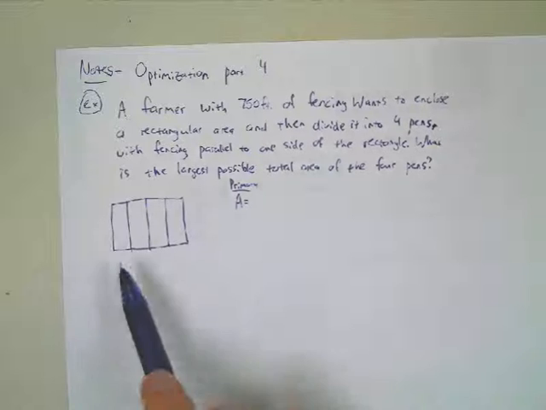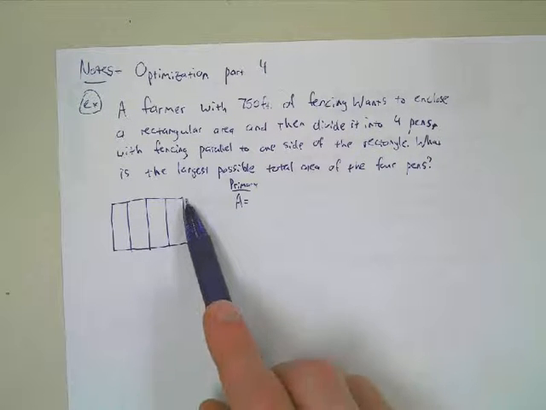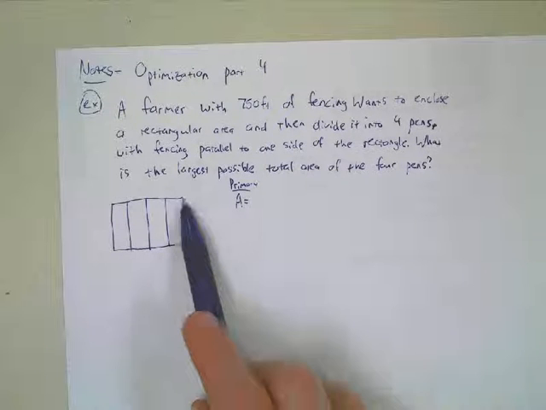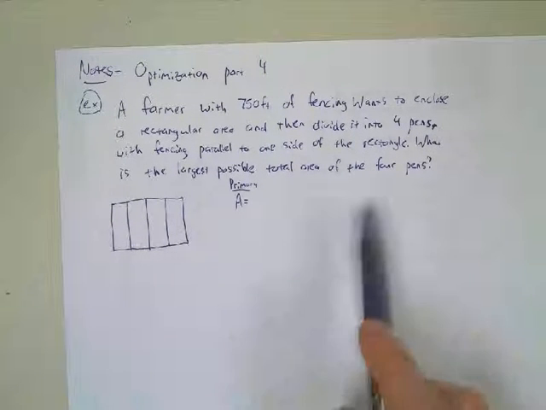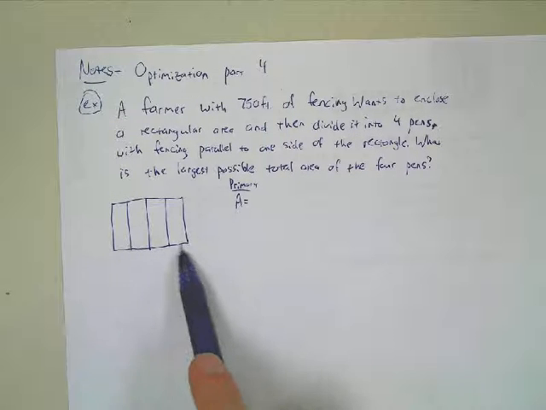You could label this entire side as x and this entire side as y. If you do that, the area is very easy. It's just x times y. Then when you go to do the perimeter, which is the secondary equation we need, each one of these little pieces, well, I guess it'd be x and then 5y.